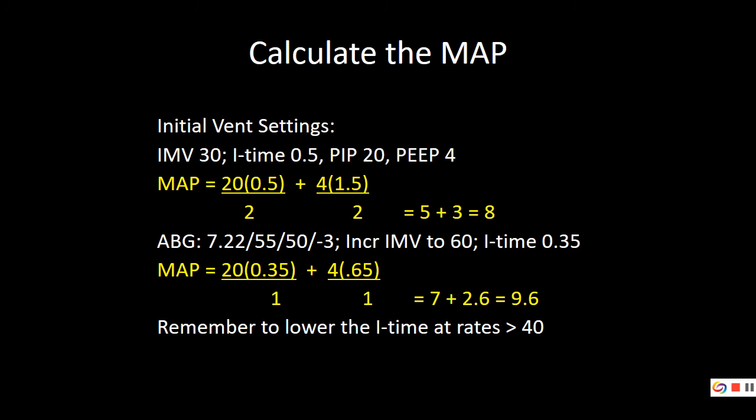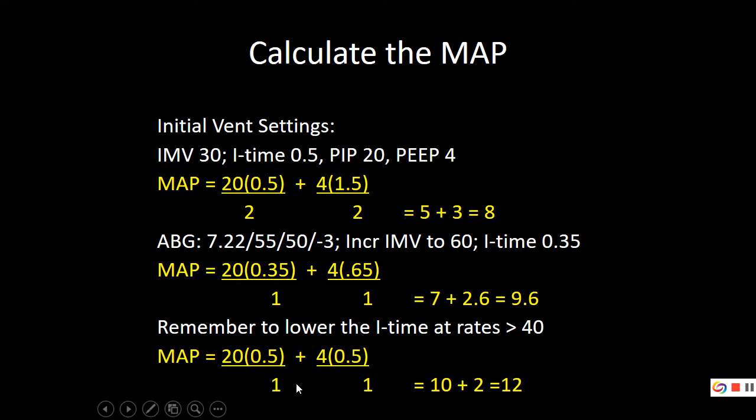Again, remember to lower the inspiratory time at rates greater than 40. If you did not lower your I time, like we did here, if we left the I time the same, 0.5, then that would mean our inspiratory time with that high rate is only going to be 0.5. Look what it does to our mean airway pressure. If we didn't remember to decrease our inspiratory time to 0.35, we would have a massive increase in our mean airway pressure, which you probably did not intend to do.